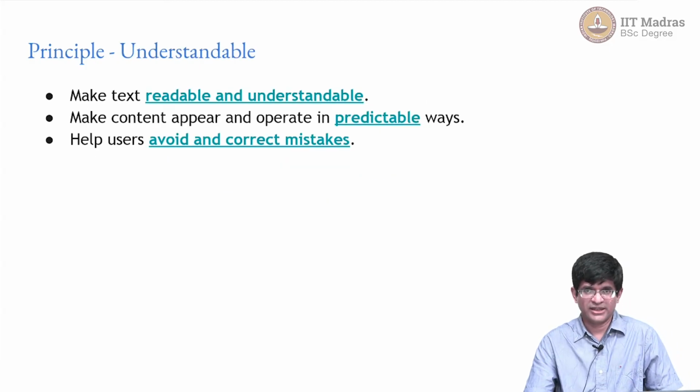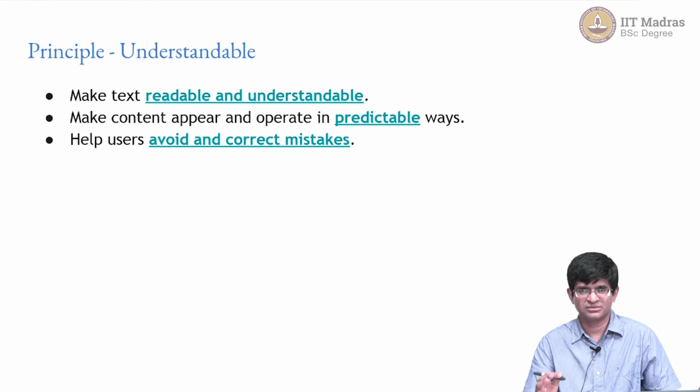Then there is understandability. Make text readable and understandable. Is it a good, clear font that's readable? Is it understandable, meaning, is it good language? It need not be English, it could be some other local language, but it should be easy to understand for a person who is looking for that language. Content should appear and operate in predictable ways, meaning that when you click on something, you expect a certain reaction. Don't make something else happen instead.